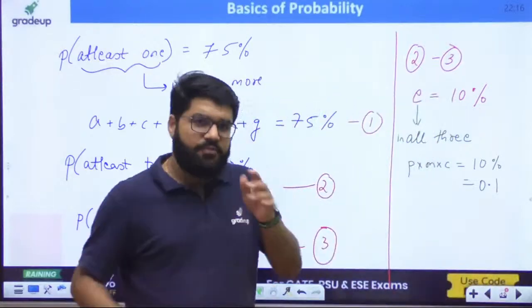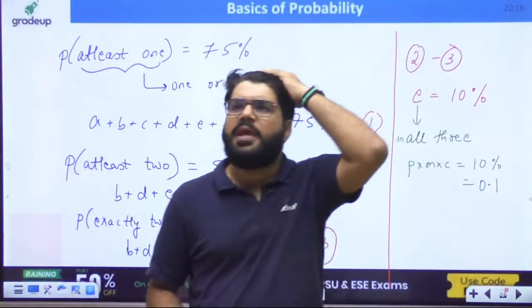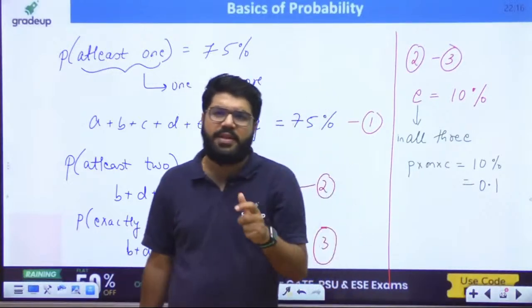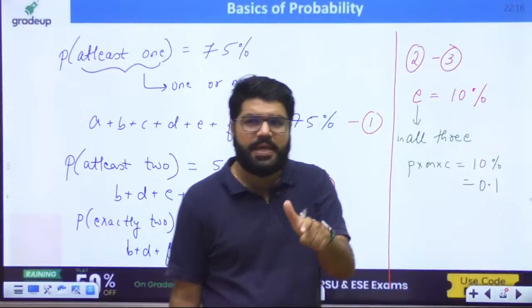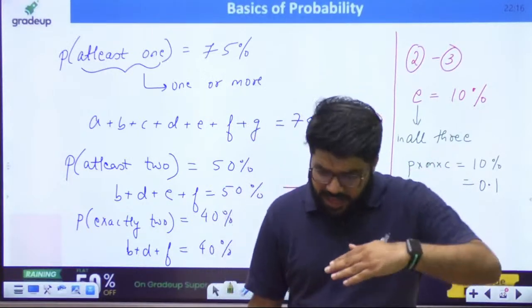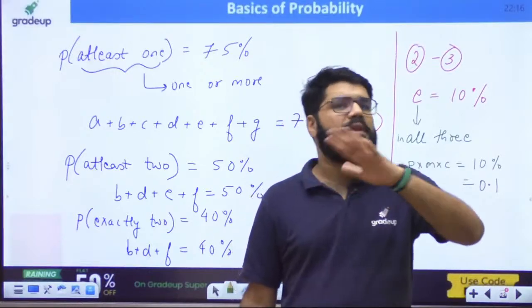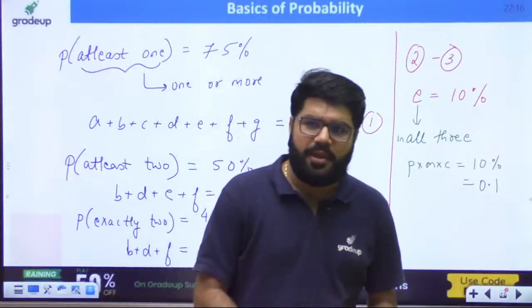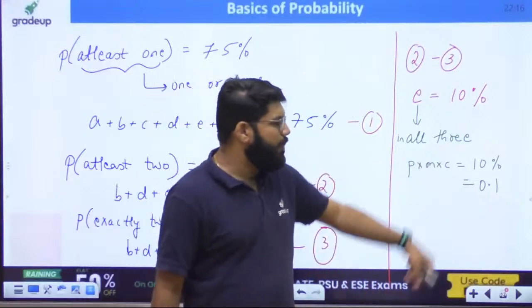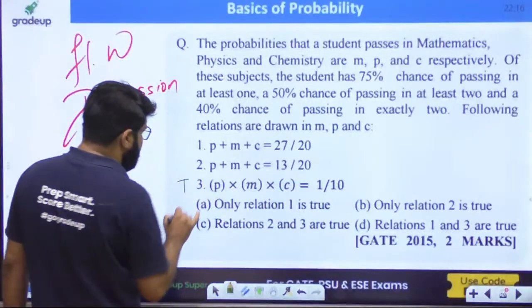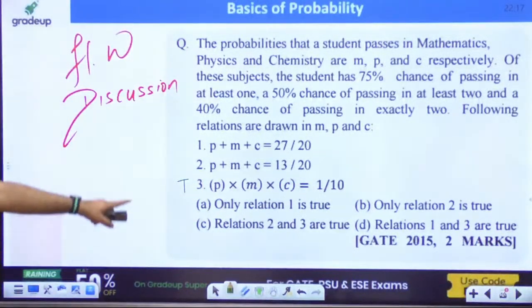If you remember, in the last series when I took permutation combination, I explained counting very clearly, and it represents multiplication. That is why I simply use multiplication. Or else in the coming probability classes as well, I am going to clear the concept once again, why multiplication is chosen when we are taking all 3. So P into M into C is 0.1. Yes, it is 1 by 10. So statement number 3 is true. Statement number 3 is true, guys.